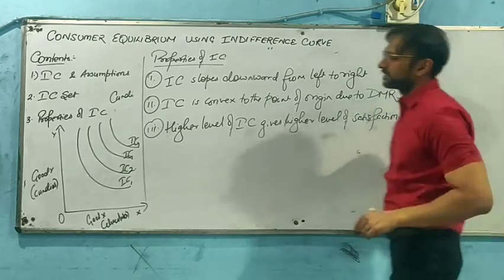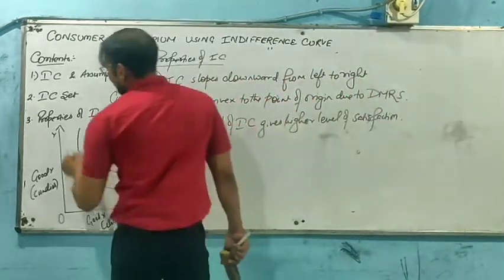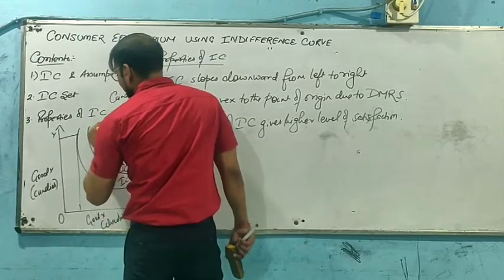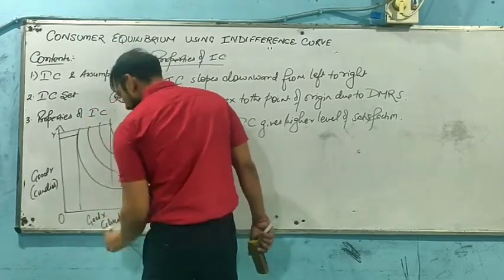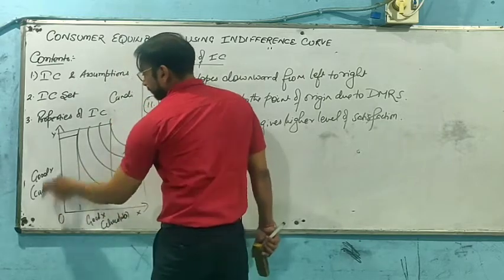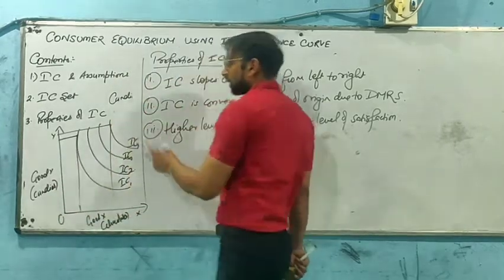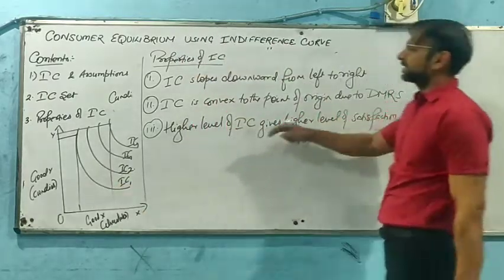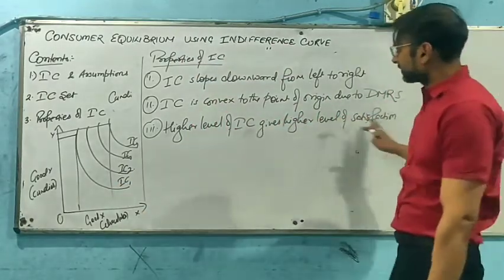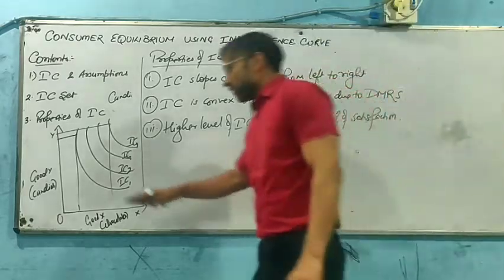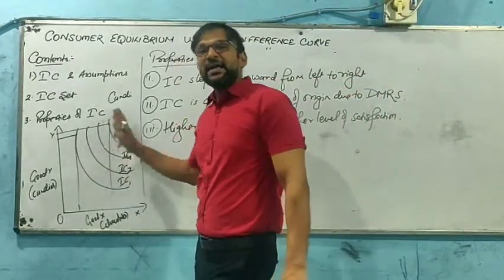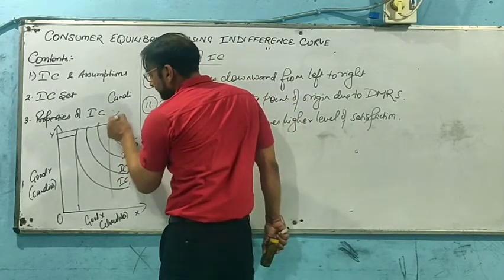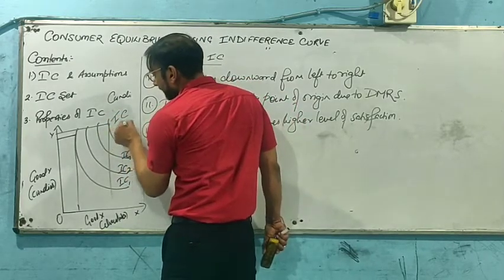This you can understand with the help of this point. If I place this point like this, and if I place this over this, see, the level of satisfaction is higher for IC4 and lower for IC1. So we can easily say higher level of IC gives higher level of satisfaction, and more than one IC on a single graph is known as indifference map.